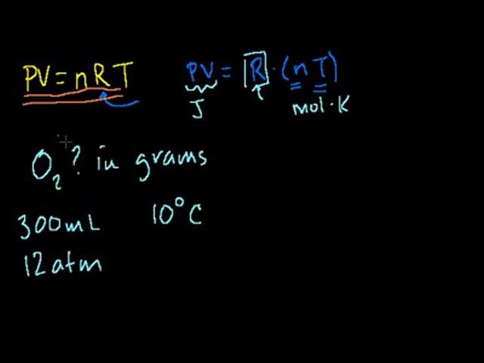So let's see. Pressure is 12 atmospheres. So we can say 12, I'll keep the units there, 12 atmospheres times the volume. The volume should be in liters. So this is 300 milliliters, or 300 thousandths, or 3/10, right? So that's 0.3 liters. 300 one-thousandths of a liter is 0.3 liters, and that is equal to the number of moles we have of this, and that's what we need to figure out. If we know the number of moles, we know the number of grams.